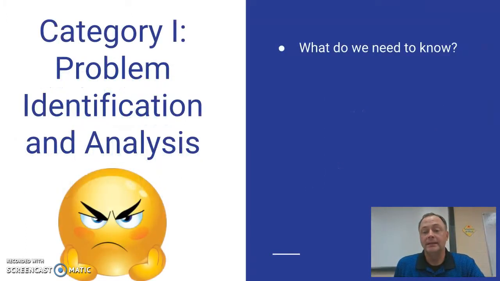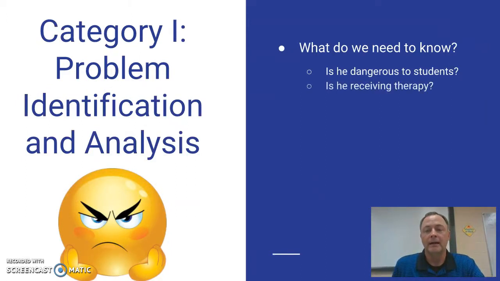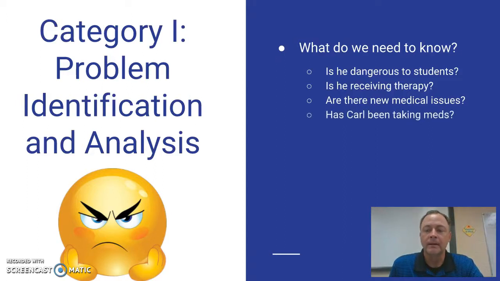So what do we need to know? We need to know if he is actually dangerous to students, because that's something we don't want to have happen. We need to know if he's receiving therapy. It's obvious that the family condition is broken down and the relationships between all parties is strained. So we need to see, is there any type of counseling that may be going on that could help him with that. We need to see, are there any new medical issues with a sudden change in behavior that's now becoming a little more spontaneous? Is there something medically going on that could be an issue?